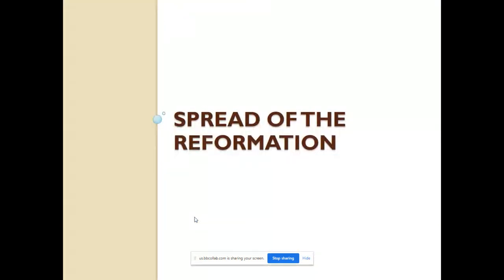All right, and that's where we will stop for the day. When we come back next week, because today is Thursday, we will talk about the spread of the Reformation.